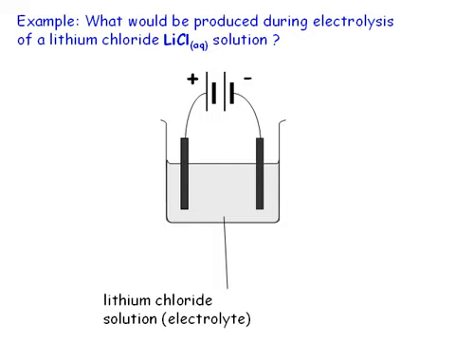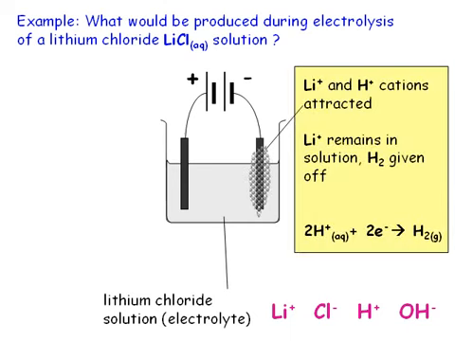We can work through some examples to make sure of how these rules apply. Here is a lithium chloride solution. Firstly, we can work out what ions it will contain: Li+ and Cl- from the lithium chloride, and H+ and OH- from the water. The Li+ and H+ ions will both get attracted to the negative electrode, and because lithium is more reactive than hydrogen, the Li+ ions will stay in the solution. The H+ ions will gain electrons and become hydrogen atoms, which will then pair up to form molecules of the element hydrogen, as shown in the half equation.